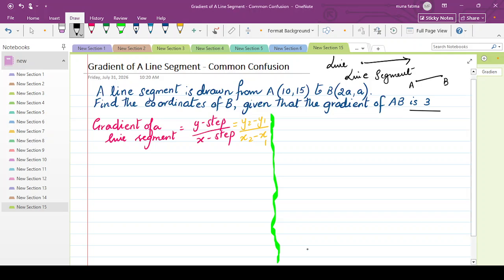The question is, a line segment is drawn from point A to point B. We are supposed to find the coordinates of B given that the gradient of AB is 3.